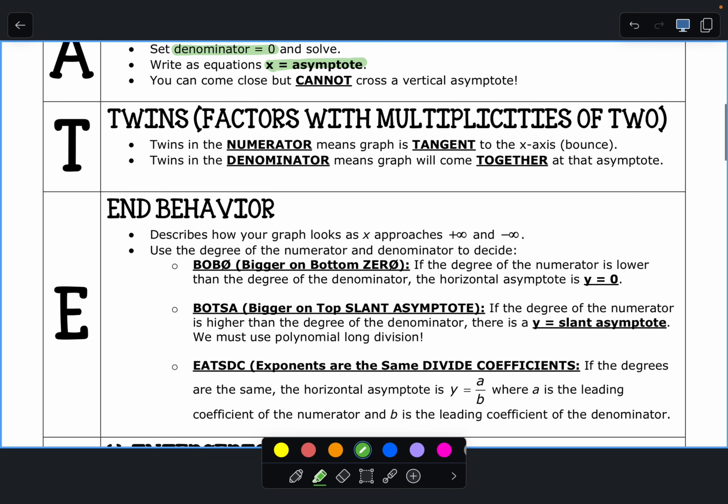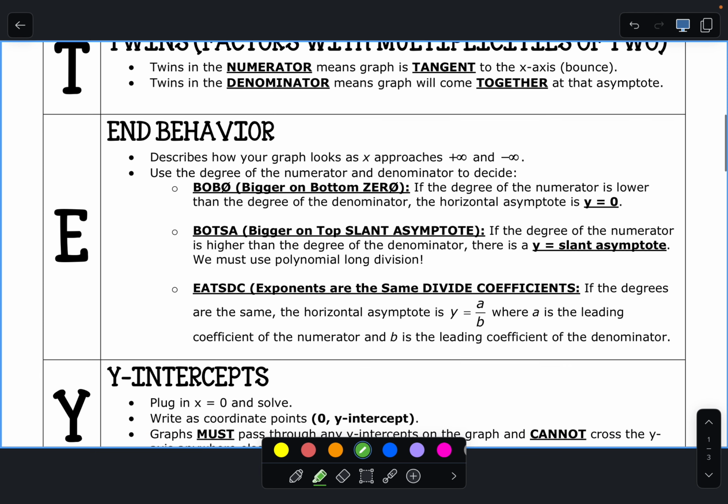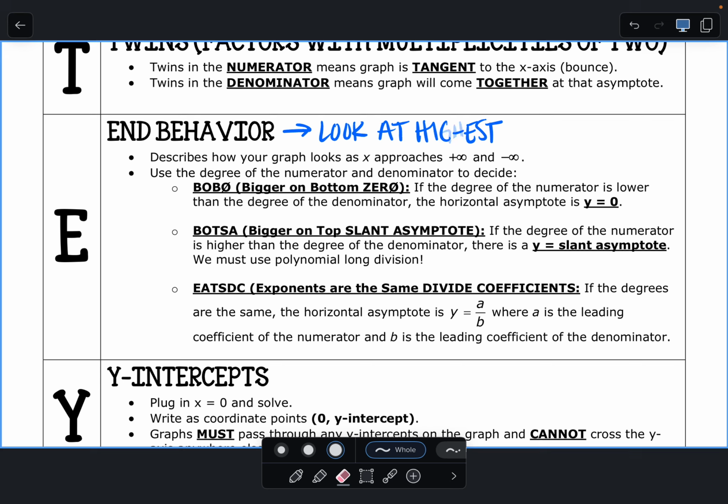When it comes to end behavior, we're going to tackle this in different cases. There are 3 possibilities for what your end behavior could be. One of the first things that I'm going to point out before we do anything else is that this is going to represent your horizontal asymptotes. And so what we need to do here is look at highest exponents. Highest, that's a bad H.